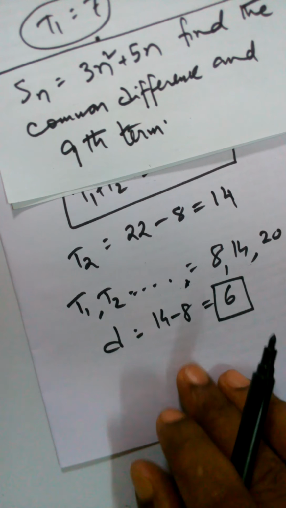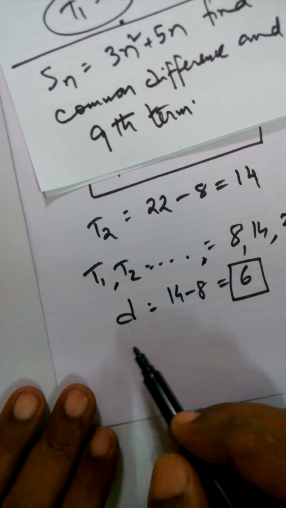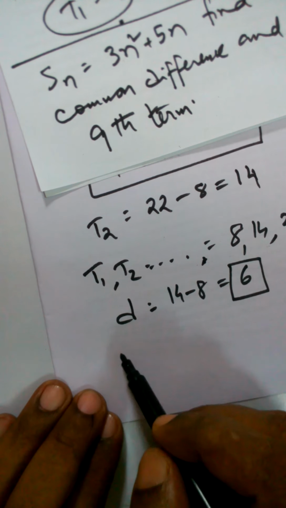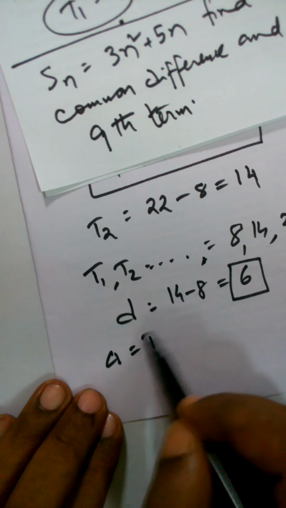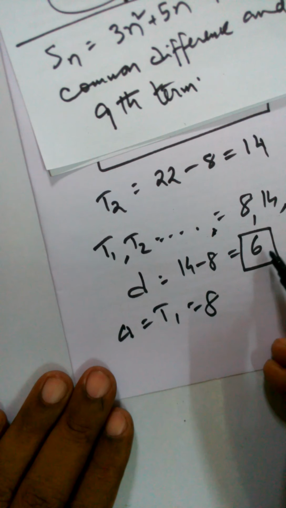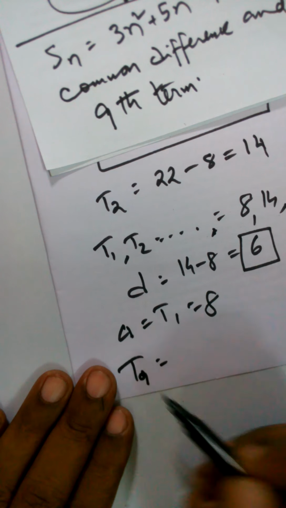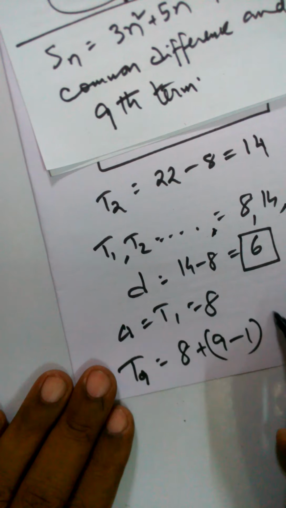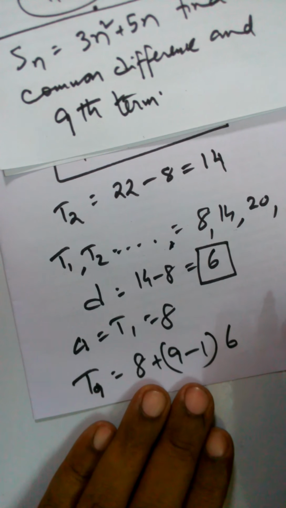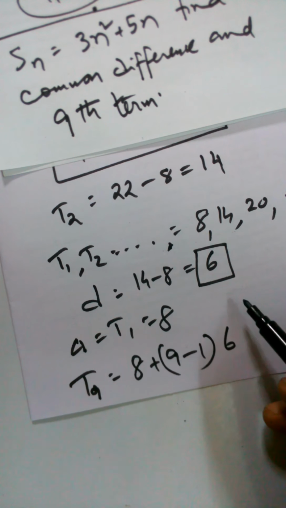To get that we have to find the terms by putting n is equal to 1, 2, and so on. Now how to get the first term? Already you have found it. The first term is 8. So A is the first term, that is 8. D is the difference, that is 6. So we need the ninth term. To calculate the ninth term we can do 8 plus 9 minus 1 into 6, because our common difference is 6.